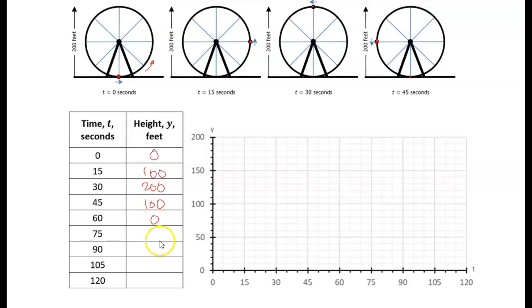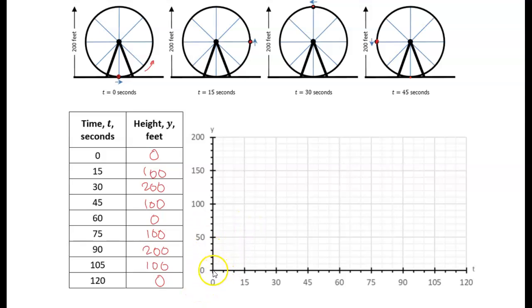So we've completed one cycle, but we're going to go around again. We don't want to just go on one loop. At 75 seconds, we're going to be at 100 again, 15 seconds after we've left the ground level. Assuming we continue in the same pattern, at 90 seconds we'll be up at the top again, 200, then back down at 100, and then finally back down to the ground again. So there's two revolutions of this Ferris wheel. Let's graph what that looks like.